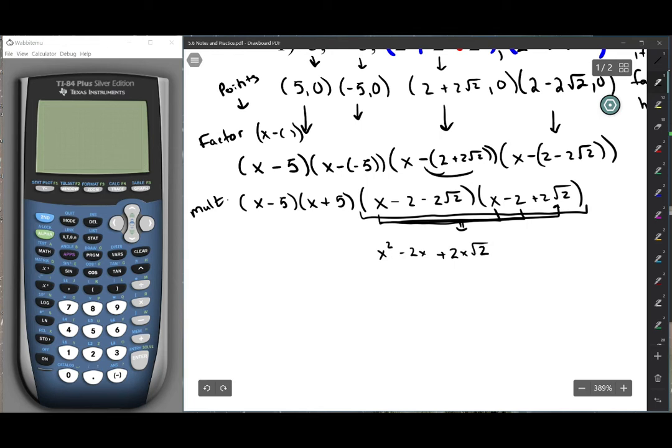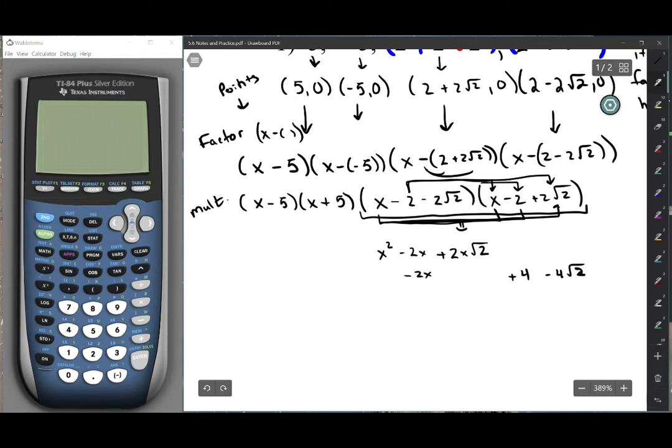All right, let's take a look at the middle term. Negative 2 times x is, again, another negative 2x. Please just take your time. Negative 2 times negative 2, that's going to be a plus 4. I'm going to tack that in over there. And then negative 2 times 2 roots of 2 is negative 4 roots of 2.